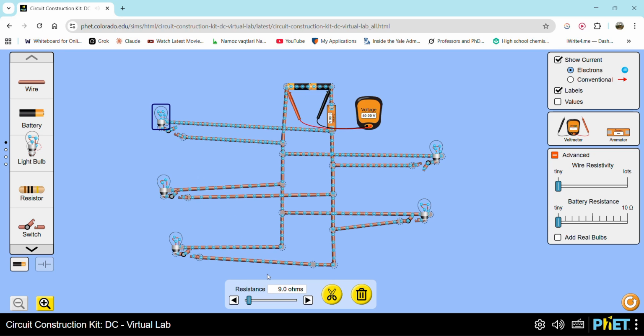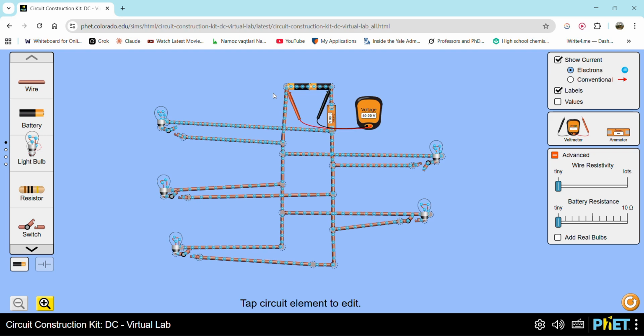For example, this light bulb, which represents the water heater, has only 9 ohms of resistance, while a TV, which is represented by this bulb, has 120 ohms of resistance. That's basically because a water heater uses a lot of electricity compared to the TV, and since current and resistance are inversely proportional to each other, I used significantly lower resistance for the water heater than for the TV. So this was the quick explanation of how I built this circuit.